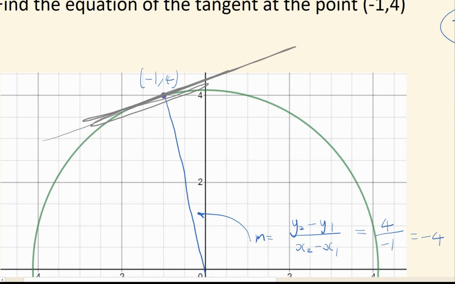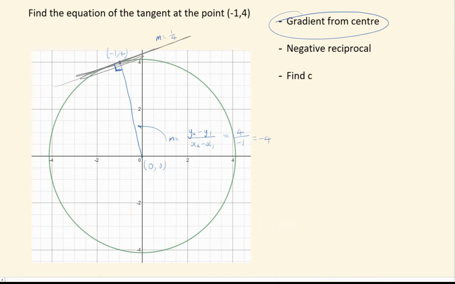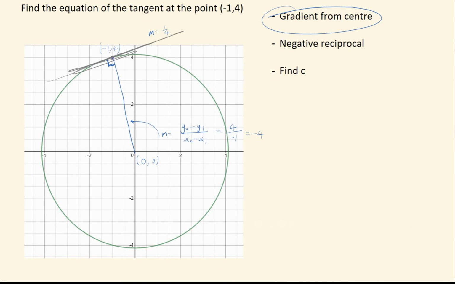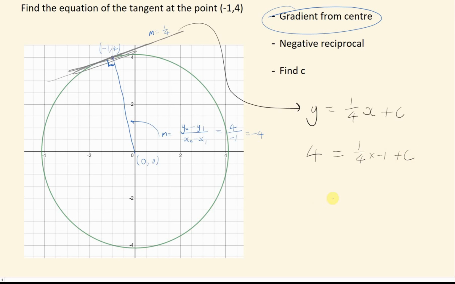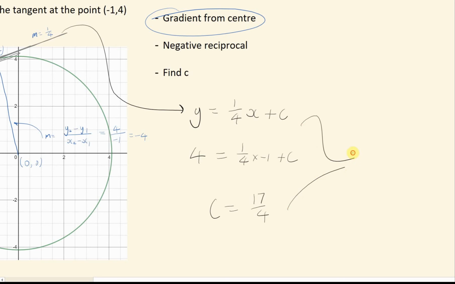Again, any tangent will always be perpendicular to the line straight from the centre. So we know this is a right angle, which means if this has a gradient of minus 4, this will have a gradient of a quarter, because that's the negative reciprocal of minus 4. Then it's the same trick as before. We write down y equals mx plus c, plug in the coordinates, and then we can see that c is going to be 17 over 4. So therefore this is the equation of my tangent.